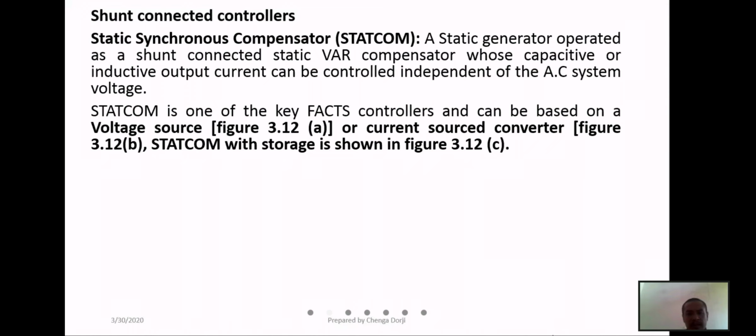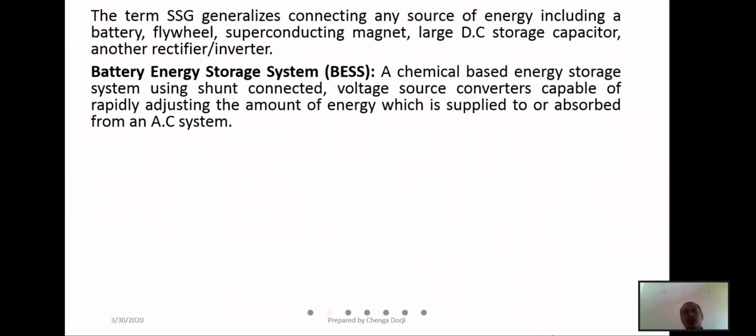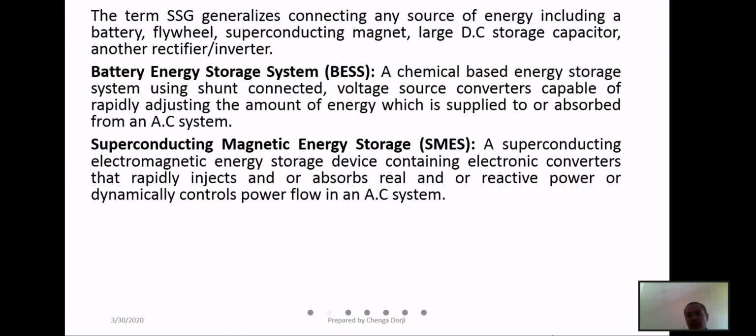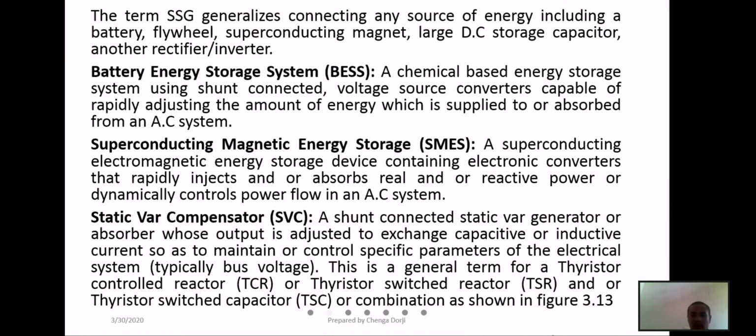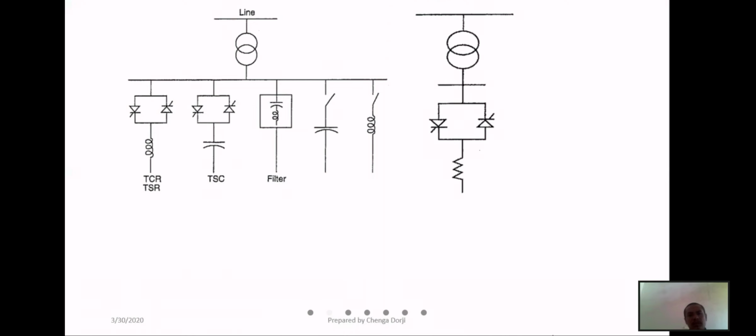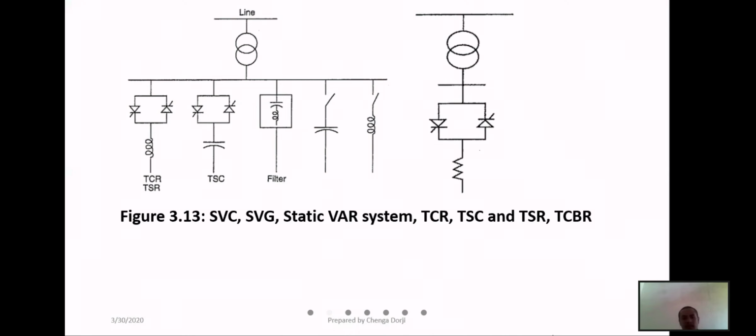Then we have the SSG. You can just go through the figure. BESS is a chemical based storage system using a shunt connected voltage source, the battery energy storage system. Then the superconducting magnetic energy storage system. The static var compensator is also there. Later on, we will be using all these to compensate the reactive and active power flow in the power system transmission line.